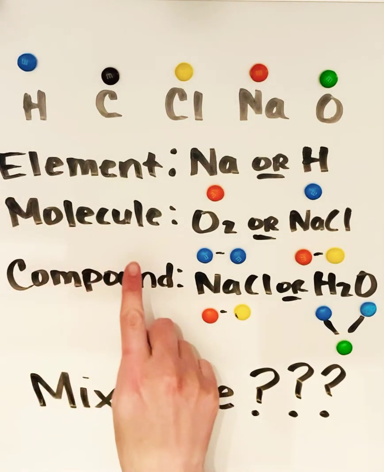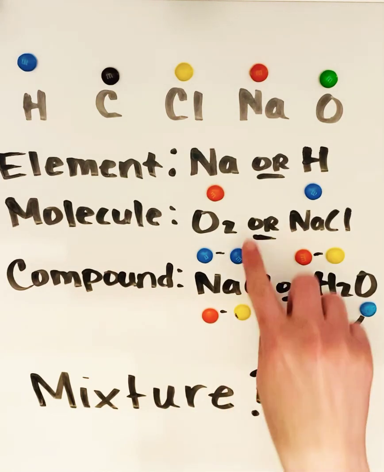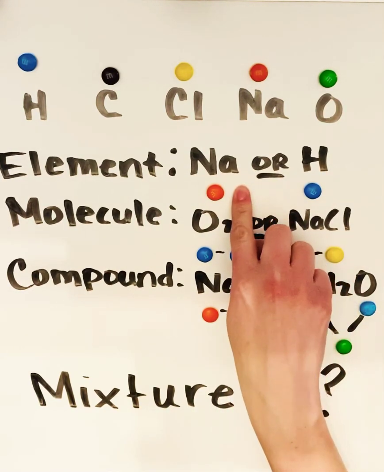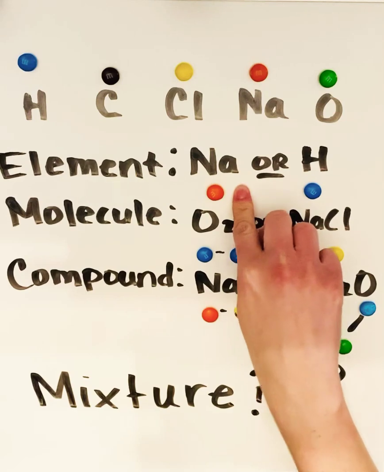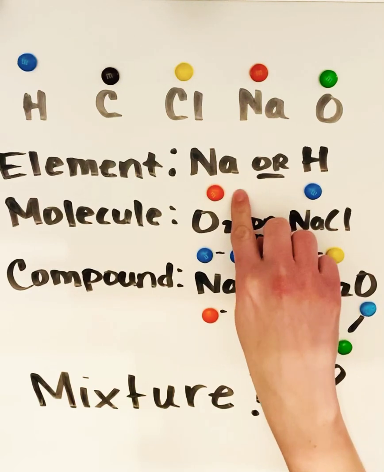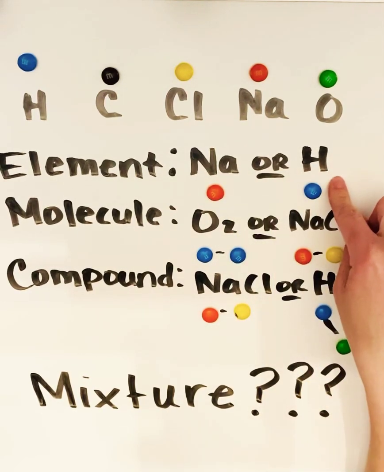Just a quick review from the last video. We already learned about elements, and we learned that elements are represented by chemical symbols like this one here. So capital N, lowercase a represents this element, sodium. And then capital H represents this element, hydrogen.